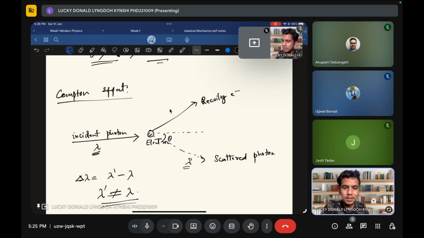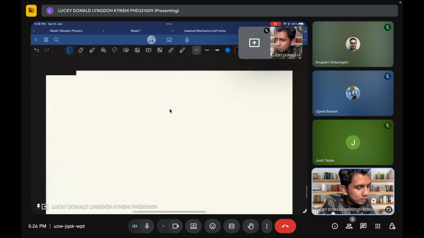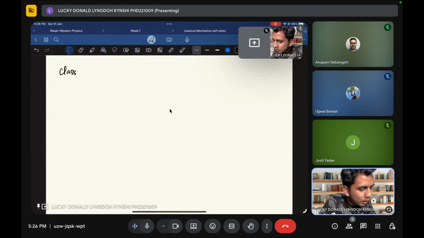This is the experiment which they found out. Your scattered photon is not of the same wavelength as your incident photon. They are the same photon, right? But they have a different wavelength. Classically, from the classical physics point of view, we consider energy simply as a wave, which is not in terms of a quantized h mu.